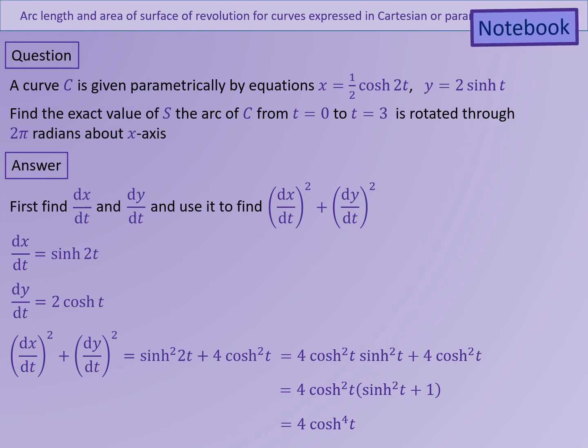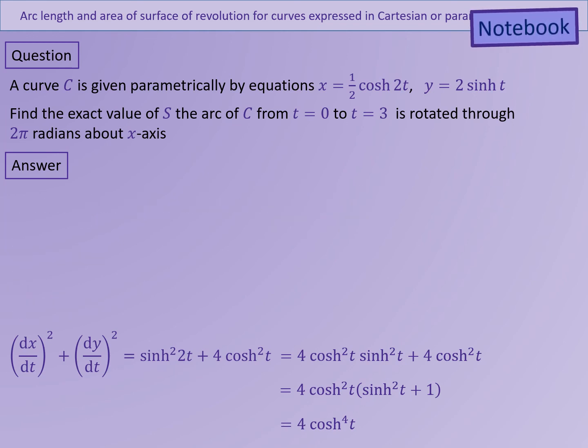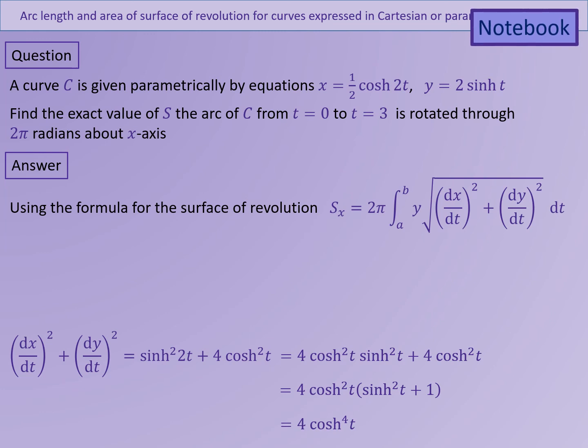So what I can do now is go back to the formula. The formula states that to work out the surface of revolution, I've got 2 pi times the integral of y, square root of this, dt. Okay, so I can do that. I can also start filling in some of the parts. I've clearly got this bit that I can fill in there, and I'm going to square root it, so that's going to neaten that up.